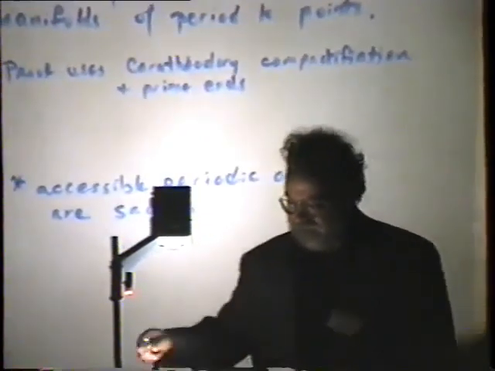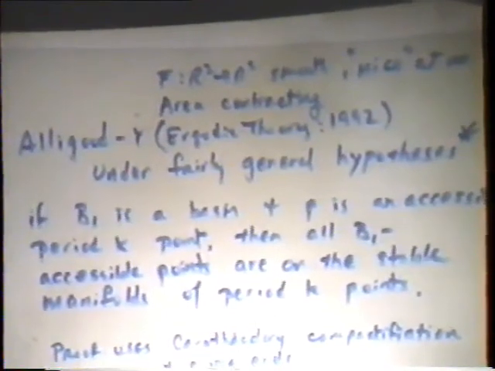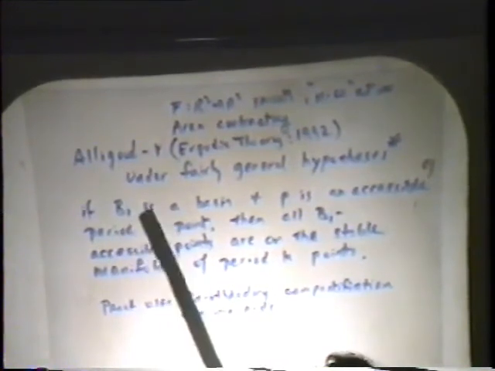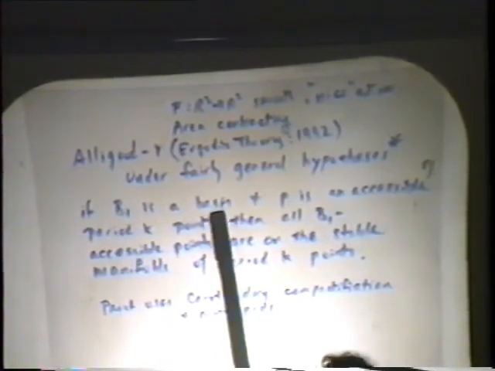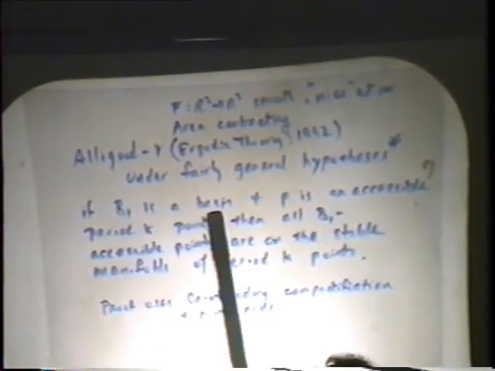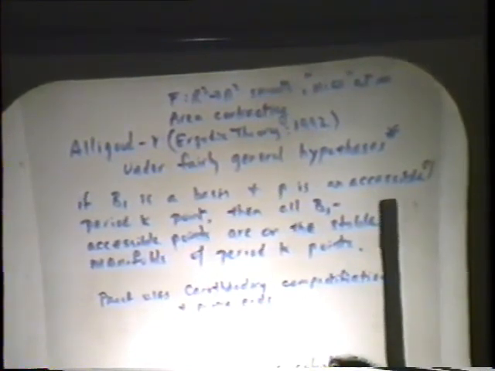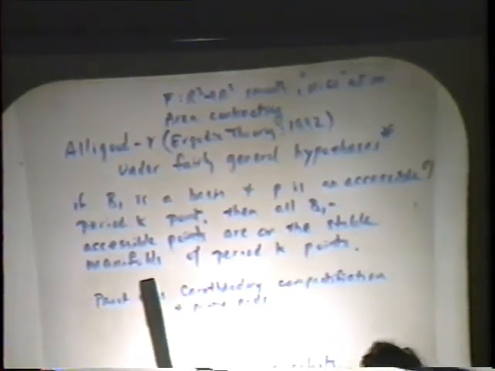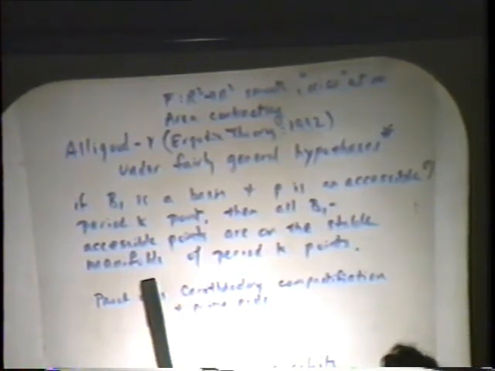And Kathy Alligood and I proved the theorem. We had to assume some niceness at infinity, some properties which are easily satisfied by the forced-damped pendulum. And we were able to prove that if, let's say, B1 is a basin, imagine a basin of a fixed point for simplicity here, a disk-like set, a basin of a fixed point will be an open disk. And assume P is an accessible point at period K, then every accessible point will be on the stable manifold of a period K point.